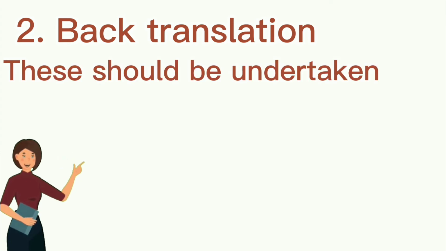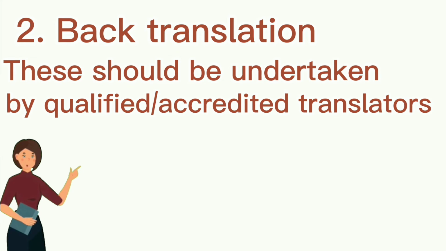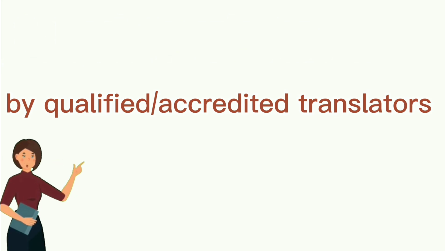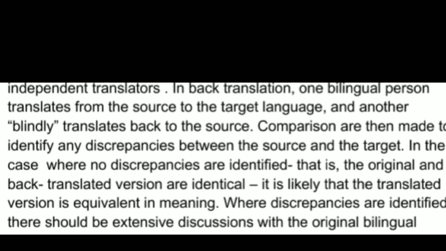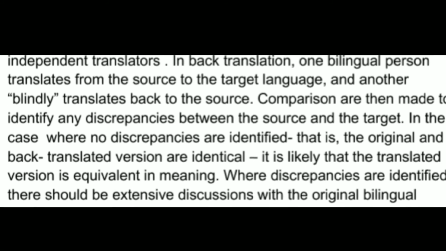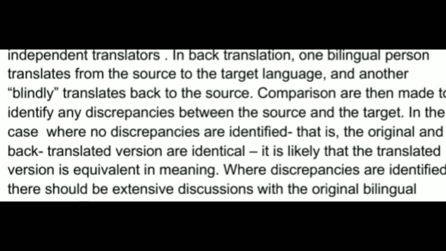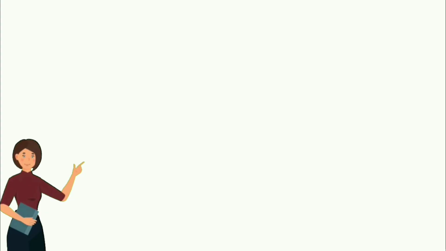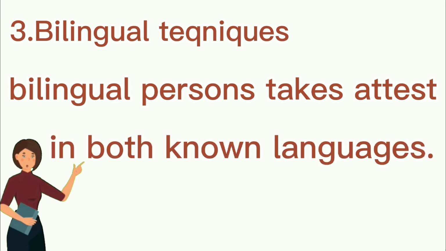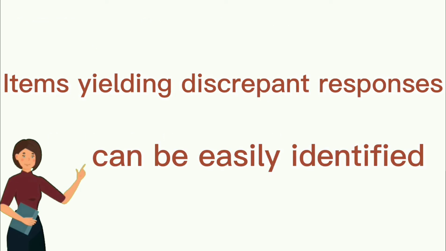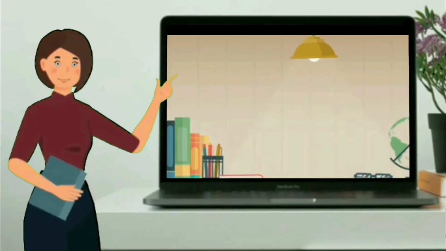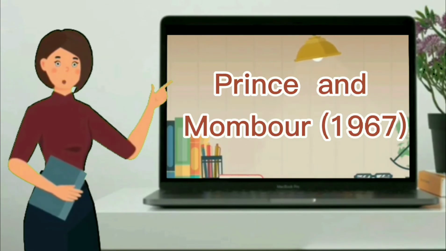This should be undertaken by qualified or accredited translators. In back translation, one bilingual person translates from the source to the target language, and another blindly translates back to the source. Third, bilingual techniques. Bilingual persons take a test in both known languages. Items yielding discrepant responses can be easily identified, according to Prince and Mumber in 1967.